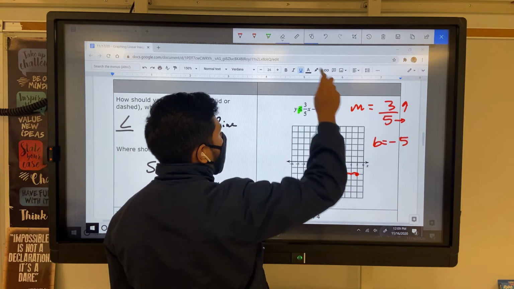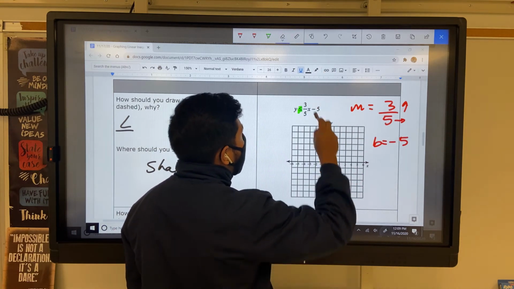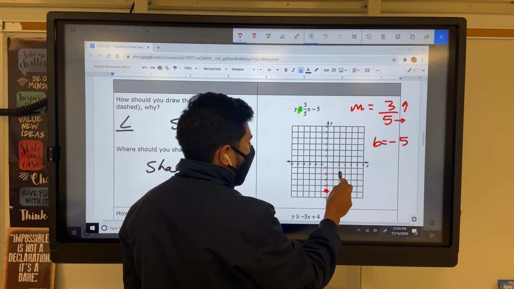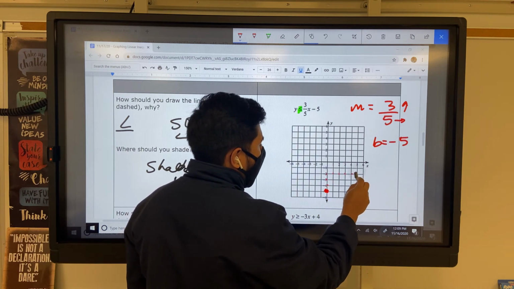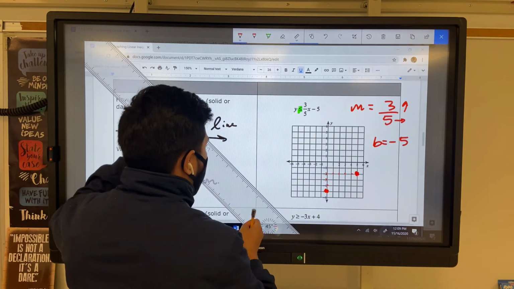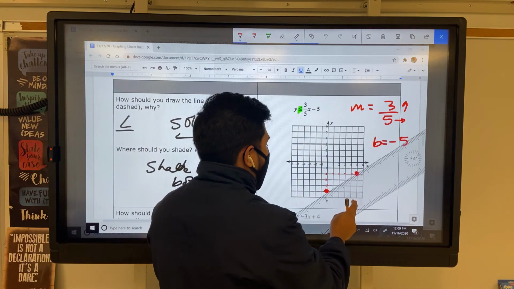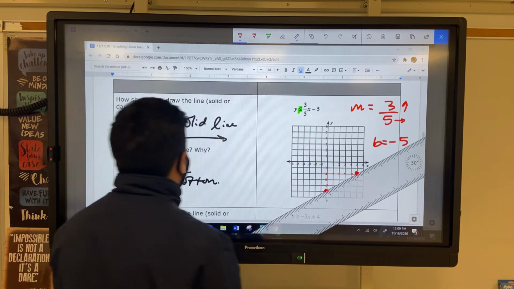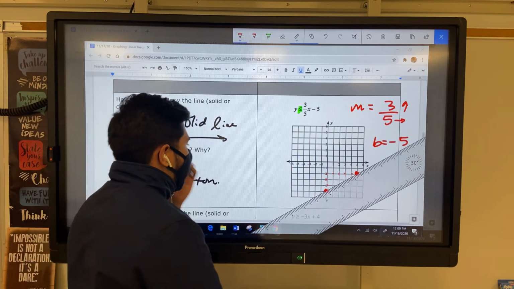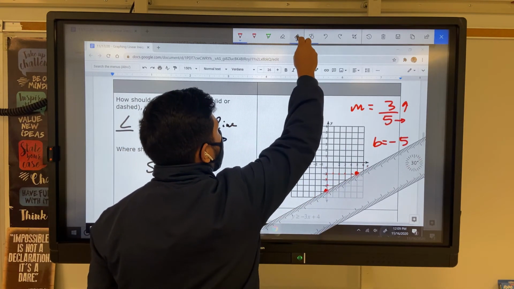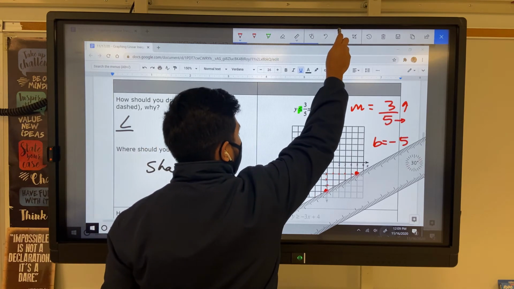I'm going to erase these little bubbles. Oops, sorry. Up 3, 1, 2, 3, 1, 2, 3, 4, 5. Nice big point, 2 big points. Now, right away, I'm going to do my line, but I need to make sure, am I doing a solid line or dash line? Solid line, boom. Draw my solid line. Oh, shoot. There we go.